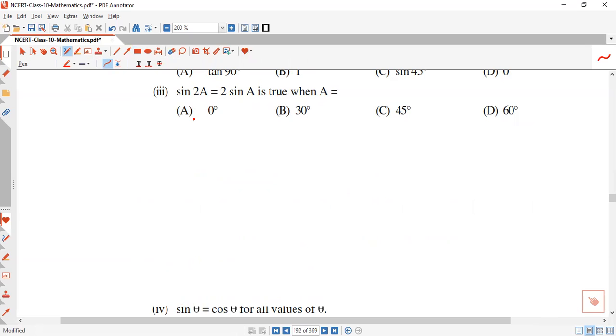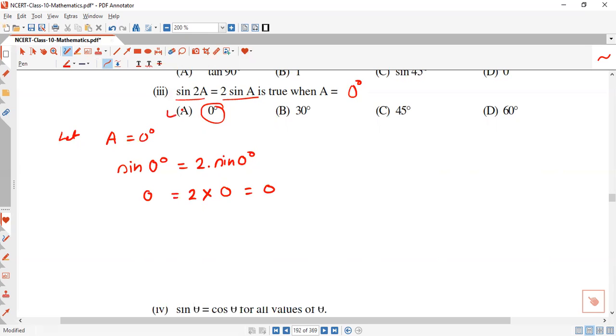So now start with the values, because sine 2a equal to 2 times sine a is given. The values are not given basically, so we have to start with the starting values. Let's assume that a equals 0 degree. Then what value comes out? Sine 0 degree equal to 2 times sine 0 degree. Sine 0 degree means 0, and 2 into sine 0 degree means 0. So 0 equals 0. So sine 2a equals 0, and 2 sine a also equals 0, when a equals 0 degree. So 0 degree is the right answer.